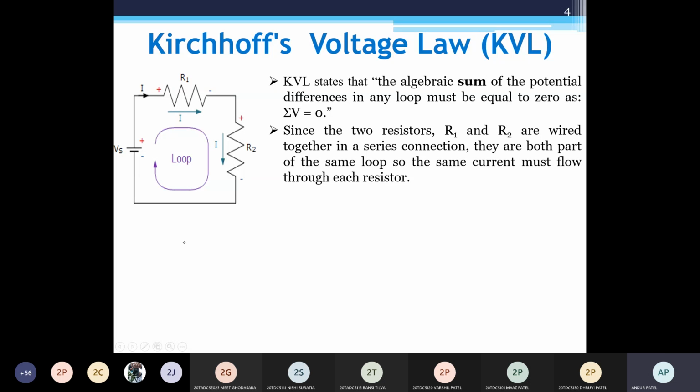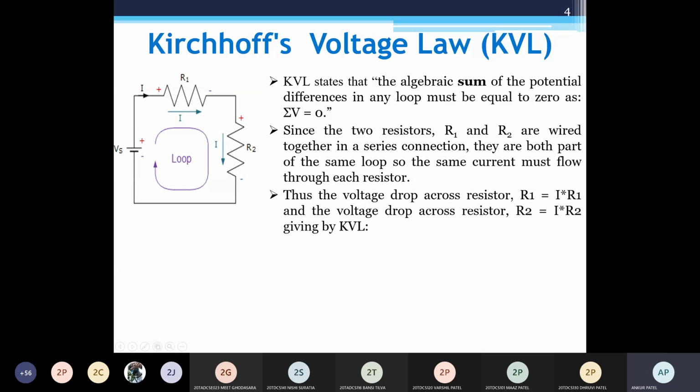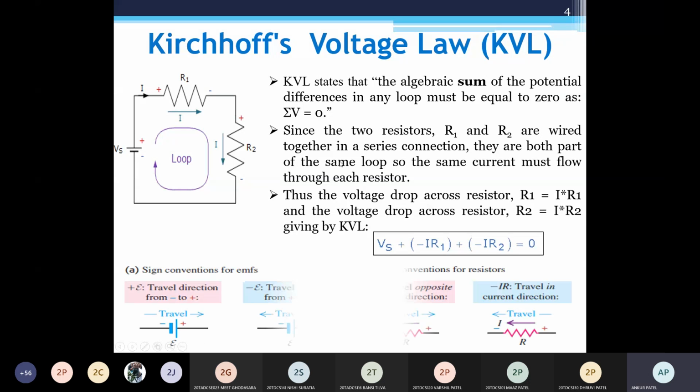My equation is minus I1 R1 minus I2 R2 minus E2 plus I3 R3 plus E1 minus I4 R4 is equal to 0. So that is your KVL. Okay, so these are the rules that we discussed.